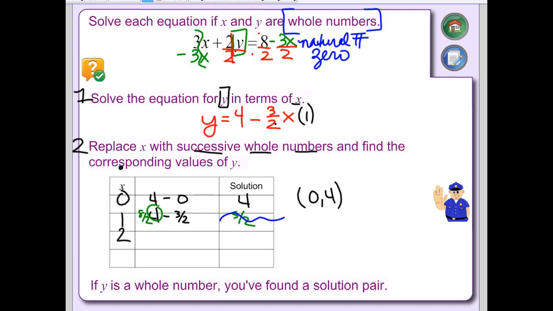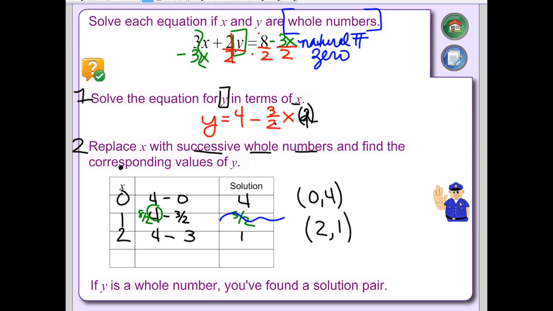So let's plug that in and see what happens. I'm going to make this a 2 up here. So we've got 4 minus... Did you realize your 2's are going to cancel? And so we've got 3. What's 4 minus 3? 1. Hey, is 2 a whole number? It is. Is my 1 a whole number? Yes, so we just found another whole number solution.